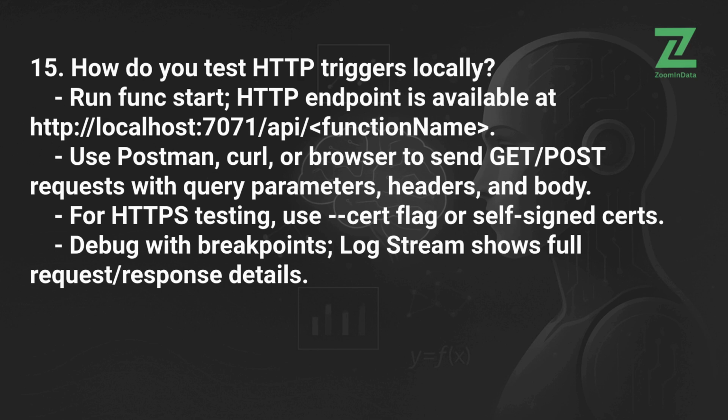15. How do you test HTTP triggers locally? Run func start. HTTP endpoint is available at http://localhost:7071/api/<function name>.